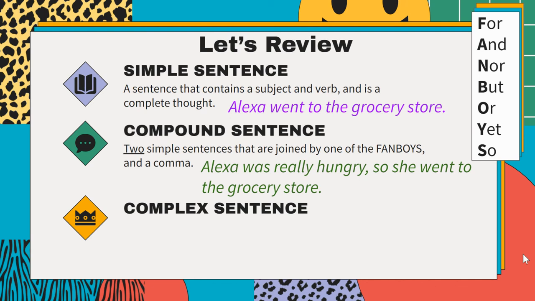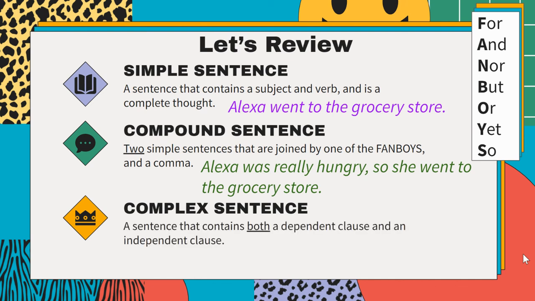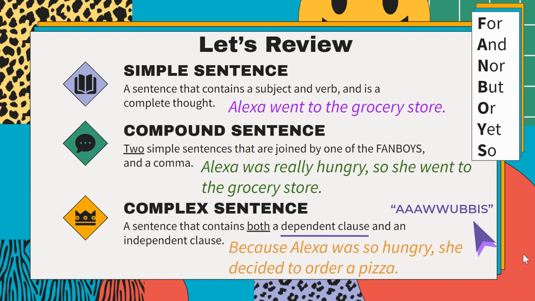Finally, I have complex sentences. And a complex sentence is a sentence that contains both a dependent clause and an independent clause. So, for instance, I could say, and again, I apologize, the dependent clause are those AWUBIS words. So I could say, because Alexa was so hungry, comma, she decided to order a pizza. So this is how I'm building on from a simple sentence to combining two good sentences together with a fanboy to having one not complete sentence with one regular sentence, but there is an AWUBIS word here.